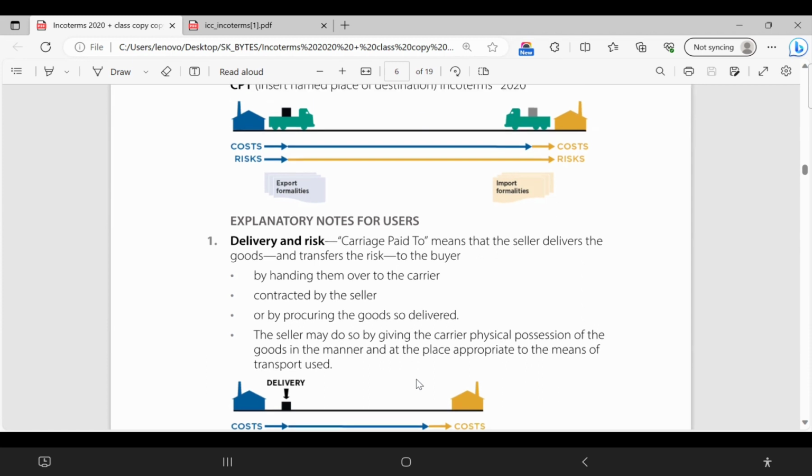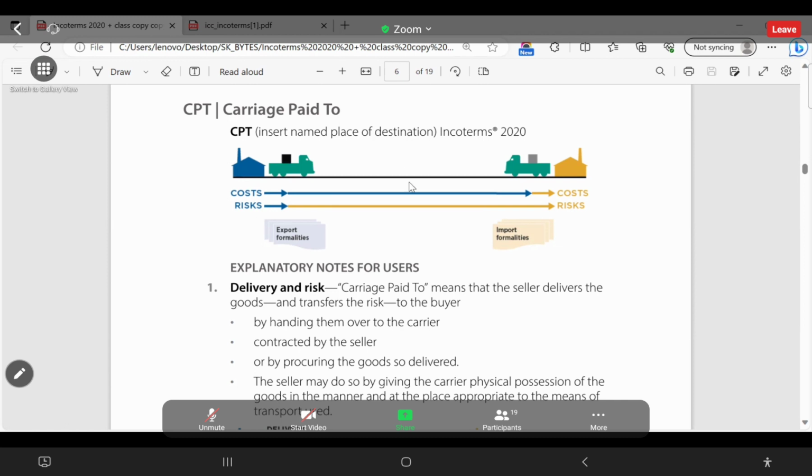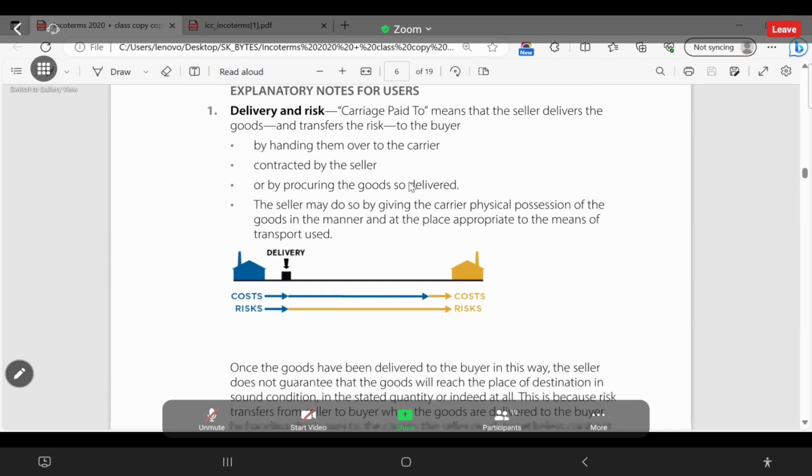Okay, that means when the seller hands over the goods to the carrier arranged by the seller, meaning he will be paying the freight, that is where the risk transfers from seller to the buyer. So now also you can load. Loading is whose obligation here? Loading, seller's obligation.